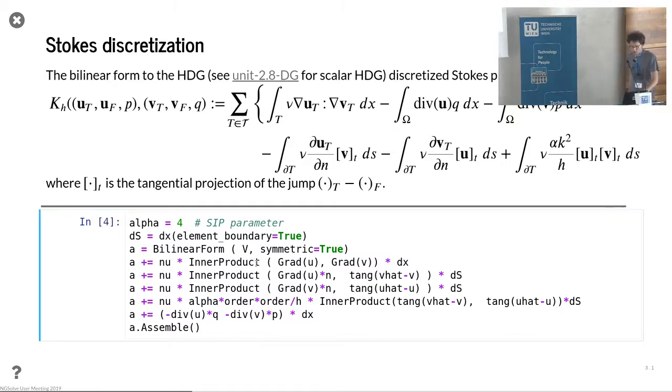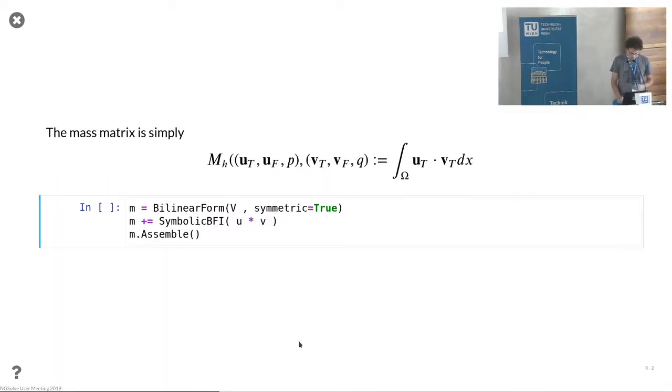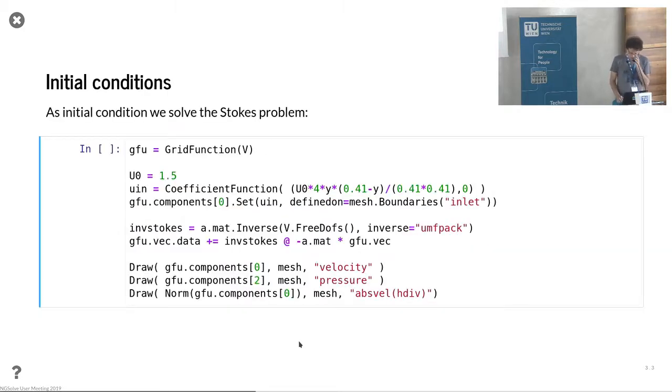So think about this in the H1 conforming world. This would just correspond to those three integrals here for the Taylor-Hood, and these guys here are now necessary because we don't have the tangential conformity anymore. Okay. We set up the corresponding mass matrix for this guy, set initial conditions, solve the Stokes problem.